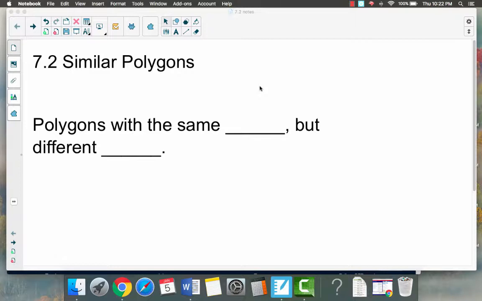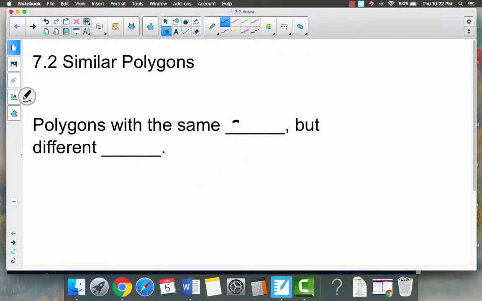But similar shapes are basically polygons. Remember, polygons are just many-sided figures. Polygons that are similar have the same shape, but different size. All right, so similar means same shape, different size. So make sure you write that down.